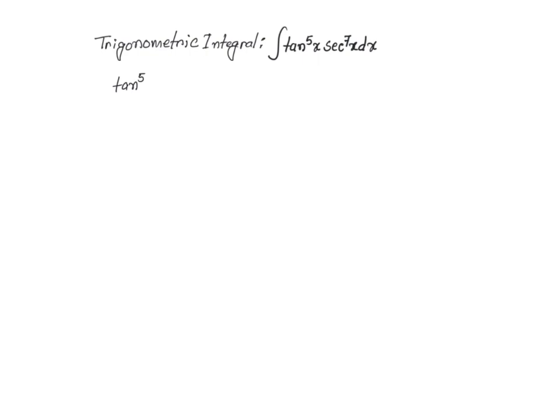So tangent 5x, secant to the power 7x, that I could rewrite as tangent square x whole square, which is tangent x to the power 4, then secant x to the power 6 times secant x times tangent x. Now I could simplify it further.